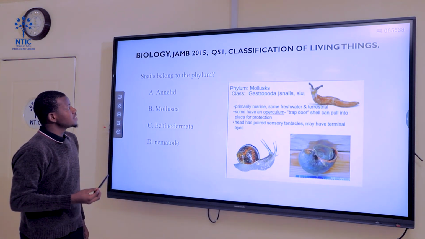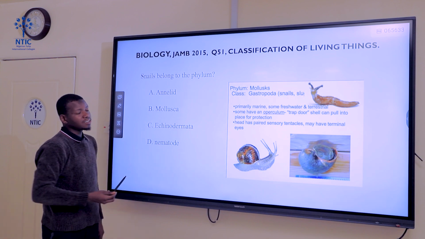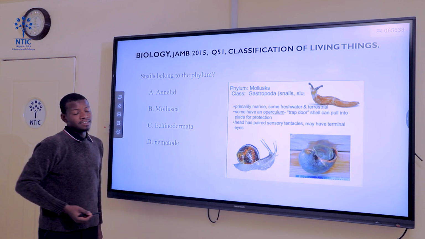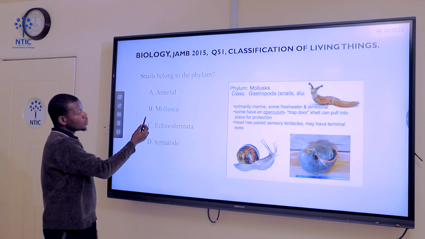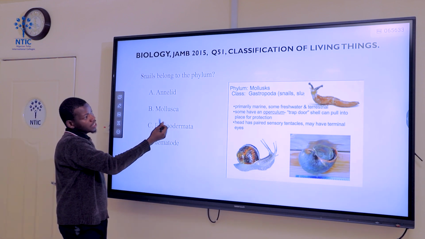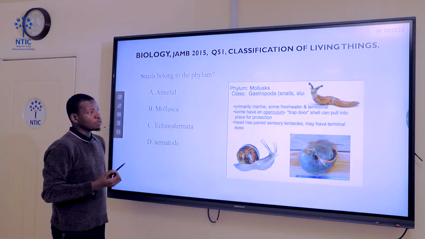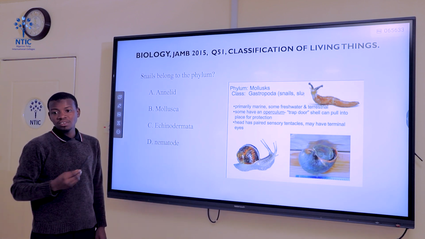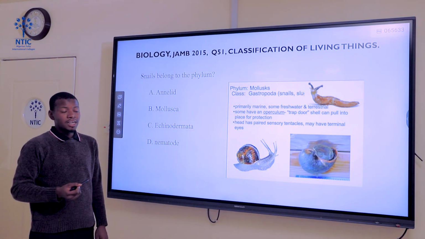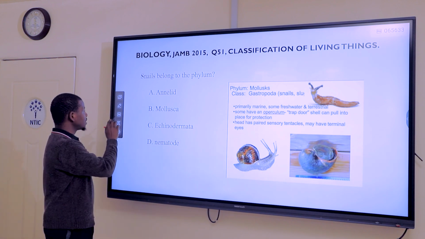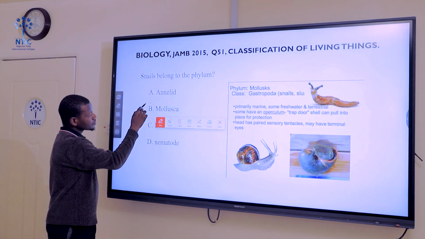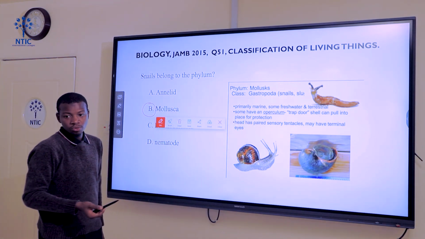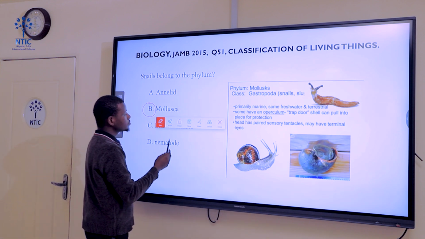Question 51. Snails belong to the phylum A. Annelid, B. Mollusca, C. Echinodermata, and D. Nematode. Annelid is another name for earthworm. Mollusca is the correct answer because snails belong to phylum Mollusca and class Gastropoda. Echinodermata is the phylum for starfish, and nematode is another name for roundworm. So the correct answer here is B. Mollusca. And some of the characteristics of mollusca is they live in marine habitat or freshwater habitat, and they have operculum.